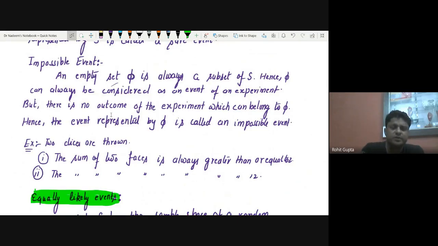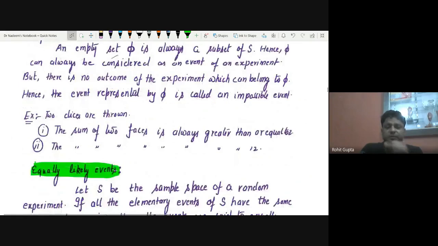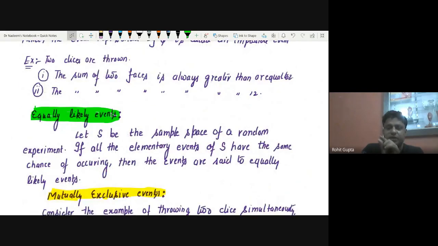For example, two dice are thrown. Number one, the sum of the two faces is always greater than or equal to 2. Obviously, it will always happen because the least number on each face is one, both one. So this event is a sure event. It will always happen. Second, the sum of the two faces is greater than 12. It will not happen at any time. It is an impossible event.